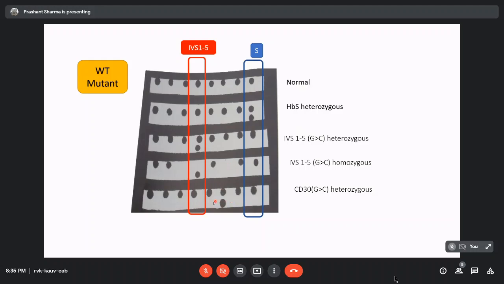And this is because we know that here we put in the codon 30. This patient is heterozygous for codon 30 mutation.